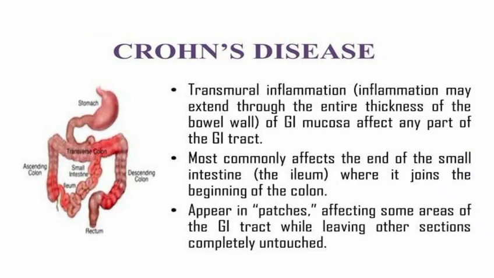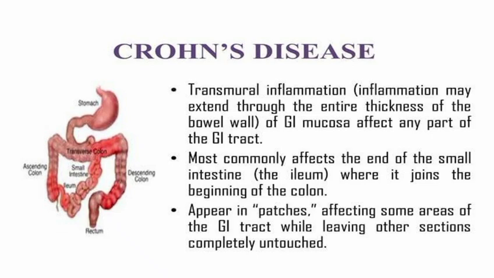So the next one is Crohn's disease. Crohn's disease is also an inflammation. Mainly it can affect any part of the GI tract. We know that the GI tract starts from the mouth to the anus, so it may affect any part, like the esophagus, the small intestine, and also the large intestine.